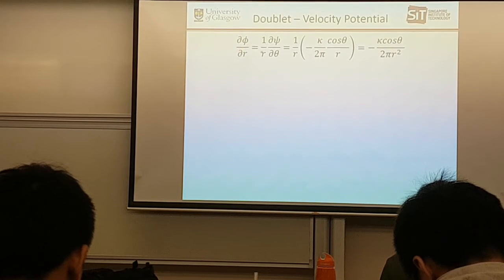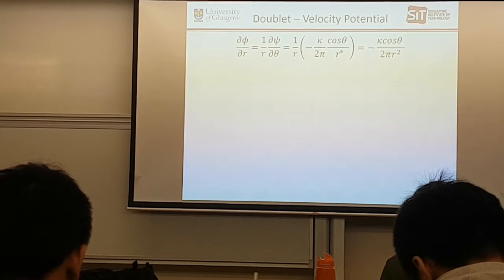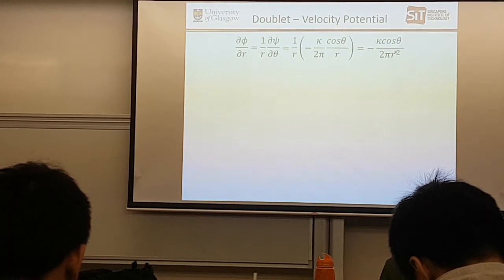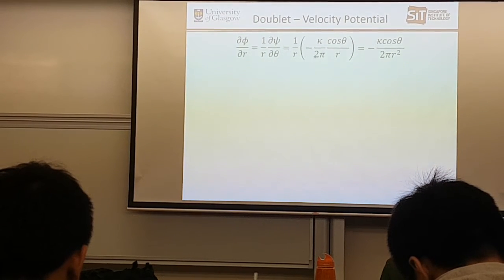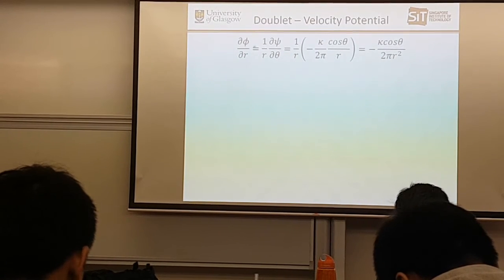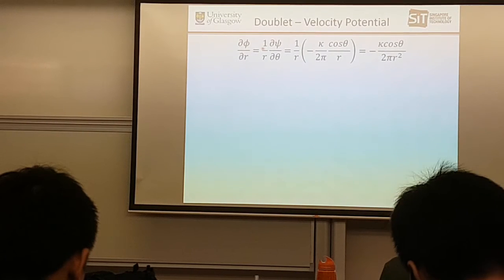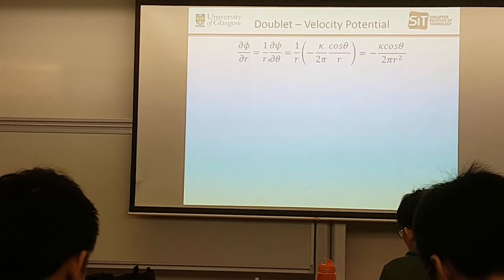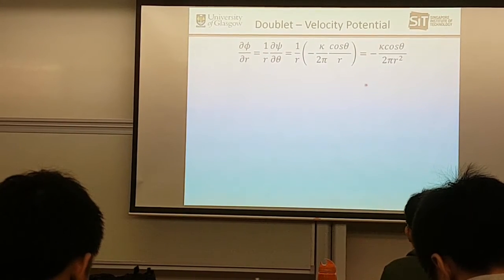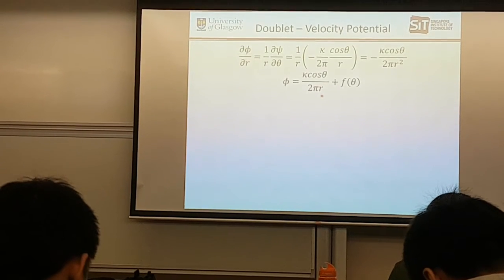In fact, when I do that, I'm just doing a very simple integration. If you have this equation here and I want to find my velocity potential, what do I have to do? Anyone? I just got to integrate, right? So if I integrate this, what do I have? I will have this equation here: k cos theta over 2 pi r.